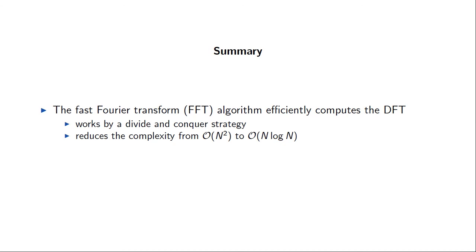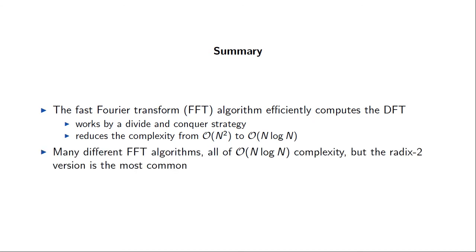To summarize, the fast Fourier transform is an algorithm that can efficiently compute the DFT. It works by a sort of divide and conquer strategy, so it splits the DFT sums into equal parts and combines these to build larger DFTs from smaller DFTs. It reduces the overall complexity from an order n squared down to an order n log n, and for large n this is quite significant. There are many different versions of the FFT algorithm. All of them have a complexity order of n log n, and one can show that this is indeed the minimum complexity that you could possibly have for computing the DFT.